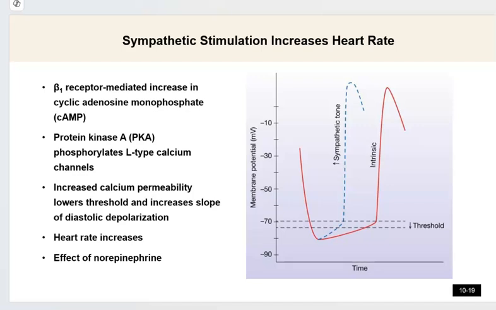so it shortens the time to reach the threshold, and then that will result in the opening of the L-type calcium channels, which is responsible for the upstroke of the action potential, which will cause the negative shift. So you're going to get more beats per minute, thus you have an increased heart rate.